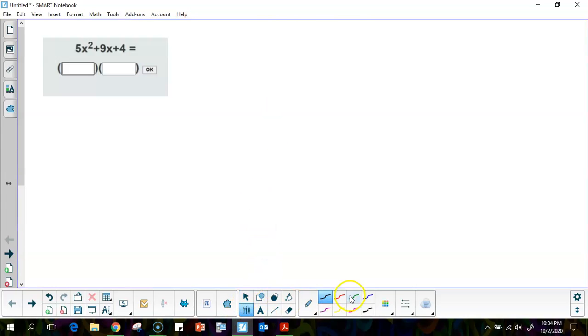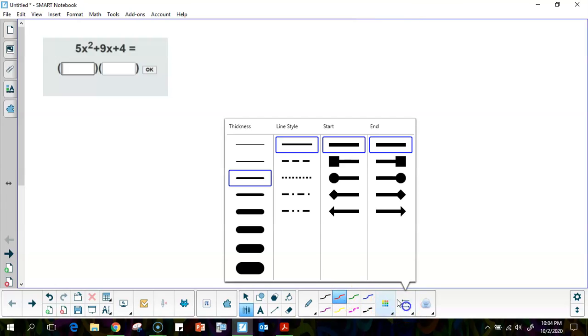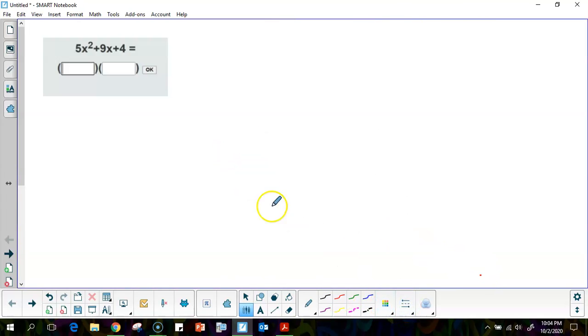So this first one is a problem where you have a coefficient, your a value, which is the 5, greater than 1. And if a is greater than 1, you have to use grouping. You have to rewrite it, split the middle term, and group, and all that. So it's a little more involved than just the ones where a is 1.